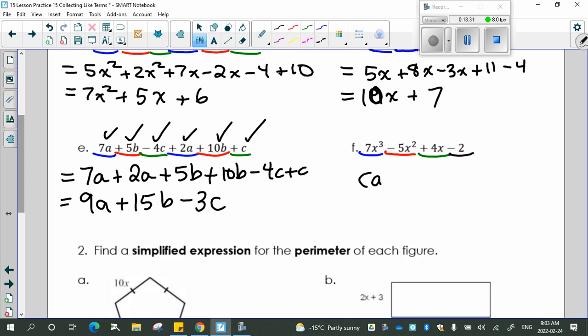You can't simplify this one. You can't simplify it any more than it is. Okay.